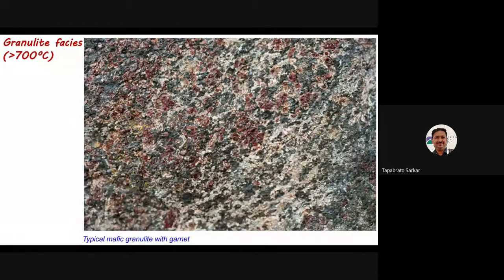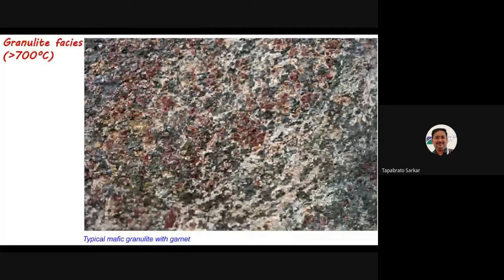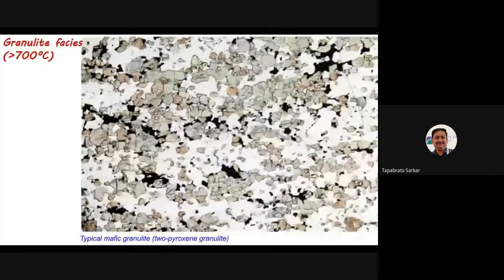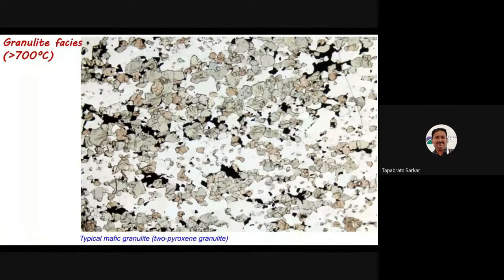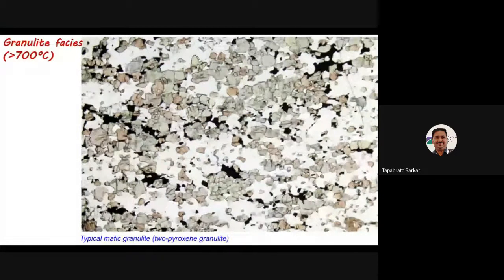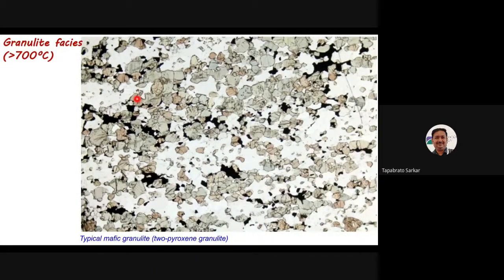This is a typical look where the red ones are all garnet, white ones are plagioclase, and the black ones are pyroxene. A typical granulite facies rock, or a mafic granulite with garnet. The internet is slightly slow, it's not changing. If you look under the thin section, this is how it looks. It's a mafic granulite or a two-pyroxene granulite. I'll show you in the practical. These brown ones are the orthopyroxene.